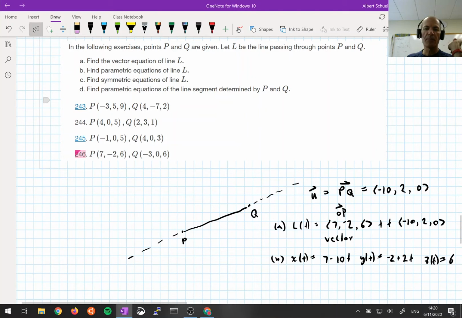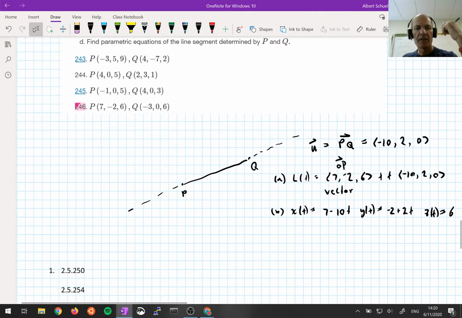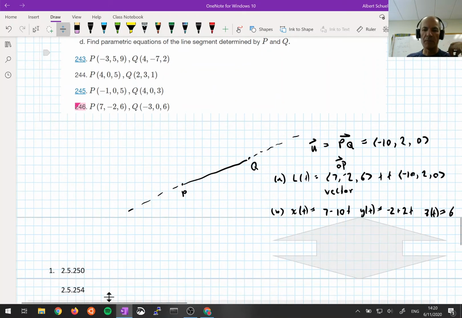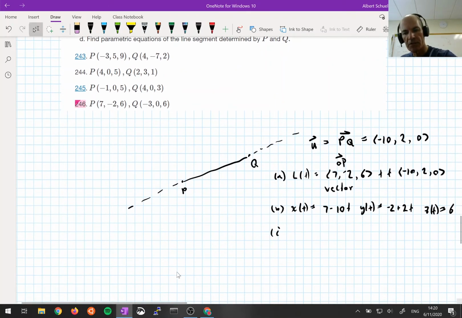And finally, find parametric equations of the line segment determined by P and Q. So that's the dark part of this sketch. And what that means is, how do we limit the parameter in part B? So let me put part C in here. We're skipping that. Part D, how do we limit the parameter in part B so that it describes only the chunk from P to Q? And if you look at it, you can see that 0 should be less than or equal to t, less than or equal to 1. In other words, t should go from 0 to 1.